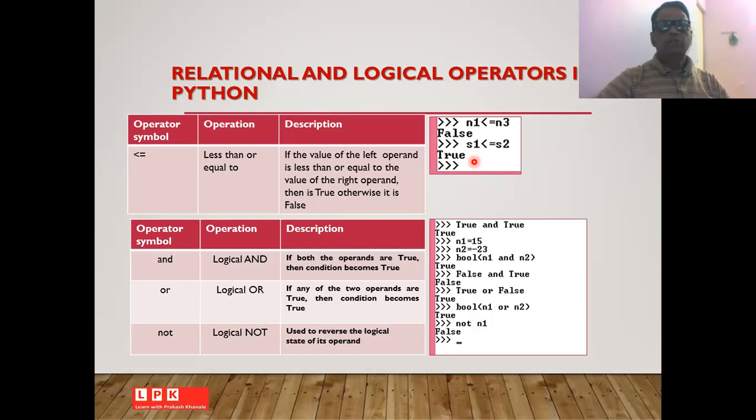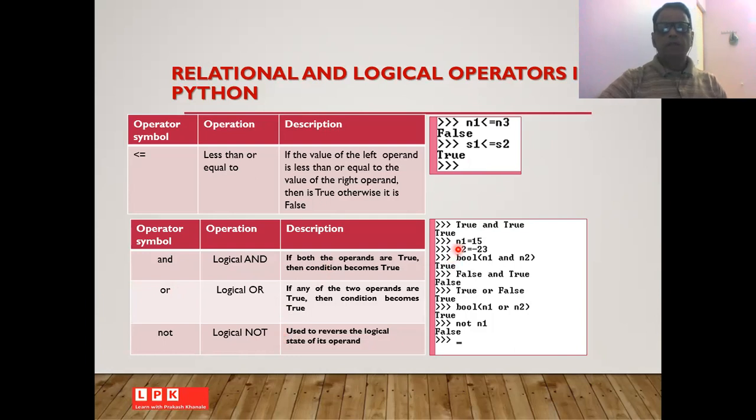There are certain logical operators in the Python, and these logical operators are logical and, logical or, logical not. So if both the operands are true, then the condition will be true. If any one of the operand is true, then the condition becomes true. Logical not is a negation operation, so it will reverse the logical state of its operand.